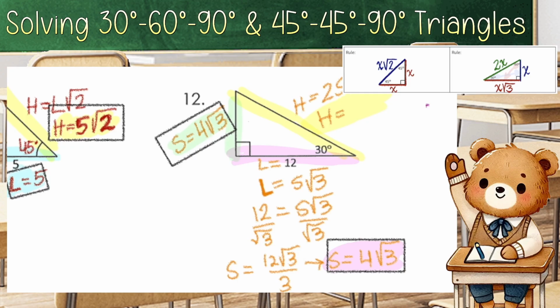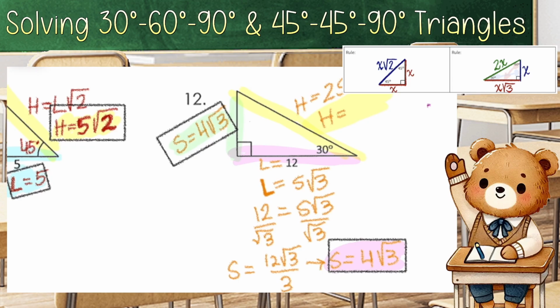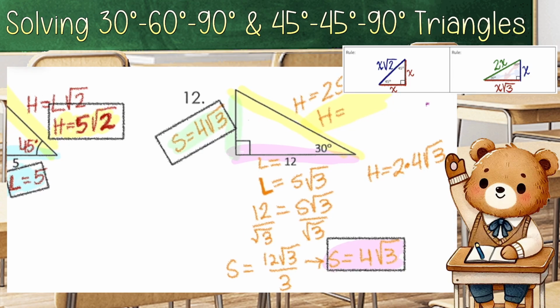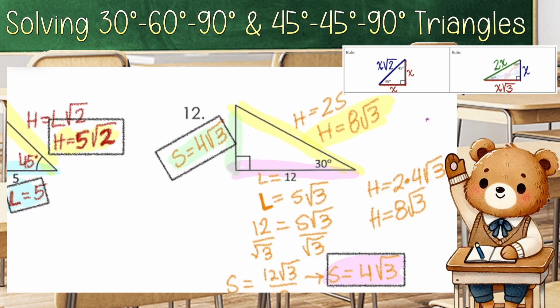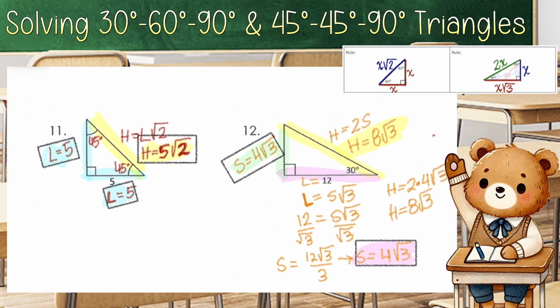All right, now we find H by filling it into the formula we have right there. So not so bad. All we got to do is H equals 2 times 4 root 3. So H equals 8 root 3. Do I have anything to clean up? Anything to simplify? No way. We are good to go. So there we are, all done.